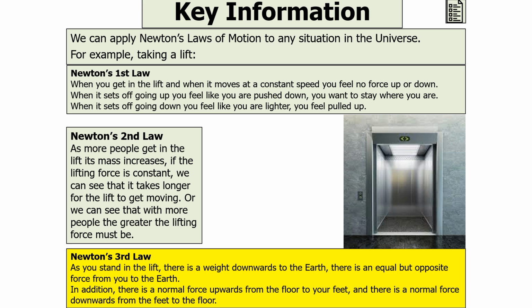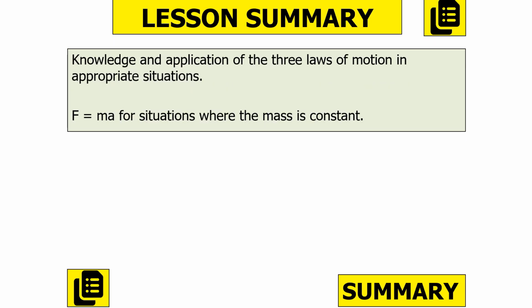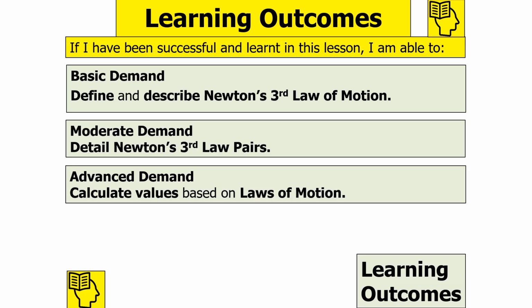So that brings an end to our lesson today. If we've learned in today's lesson, we should have a knowledge and application of the three laws of motion in appropriate situations, and know F equals ma for situations where the mass is constant. So if we've been successful in today's lesson, we can define and describe Newton's third law of motion, detail Newton's third law pairs, and calculate values based on the laws of motion.